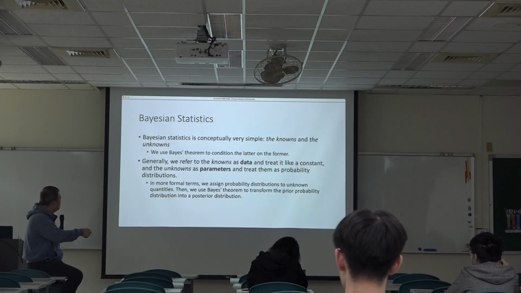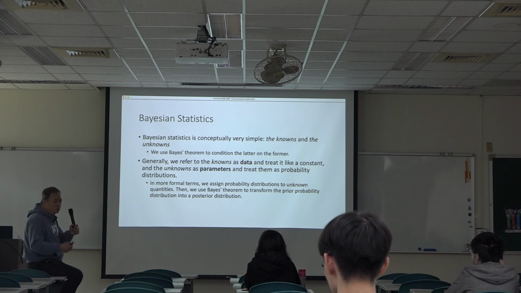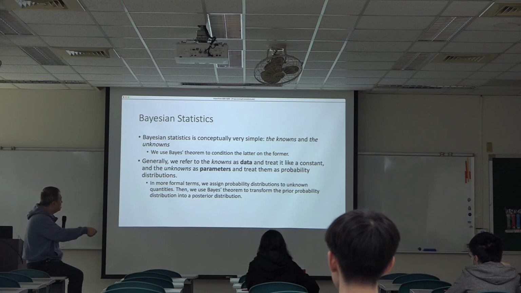We normally use Bayesian theorem to condition the later on the former, to condition the unknown on the known. Last chapter we already talked about this a lot, so I will not go into the formula. I just erased it. Kind of feel like I shouldn't have erased it, actually.